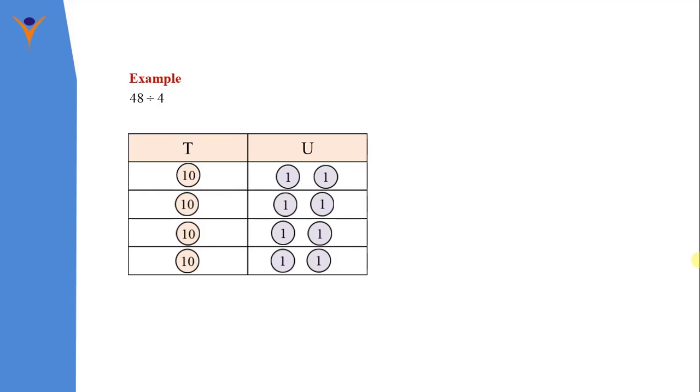Now, something is peculiar to this arrangement. If you look at the first row there, we have 1 ten and 2 ones. And if you look at the second, the third and the fourth row, we have the same thing for each of them. So each row we have 1 ten and 2 ones. What this means is that 48 divided by 4 is equal to 12, because 1 ten and 2 ones is equal to 12. So this is one easy way to carry out division of numbers.